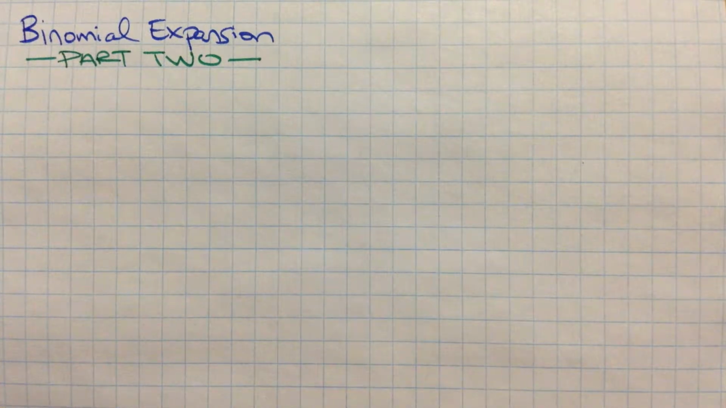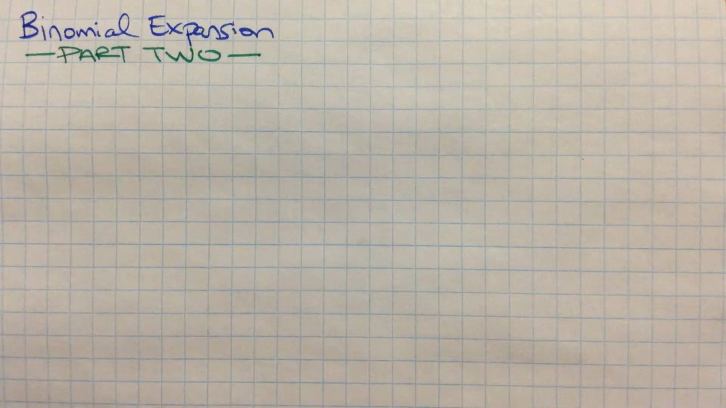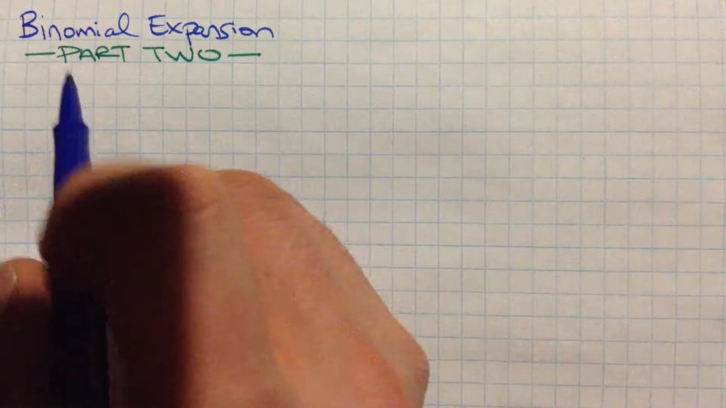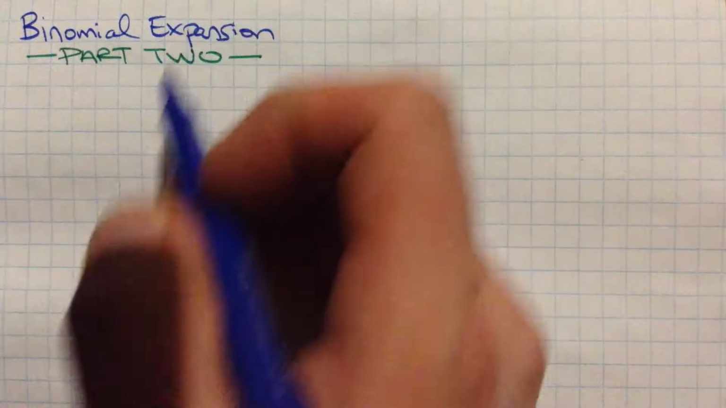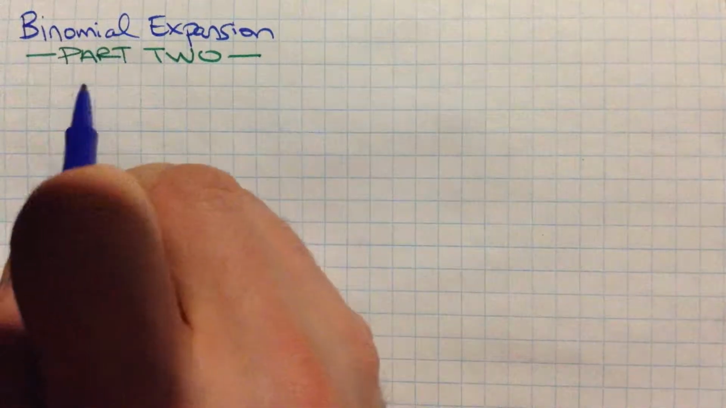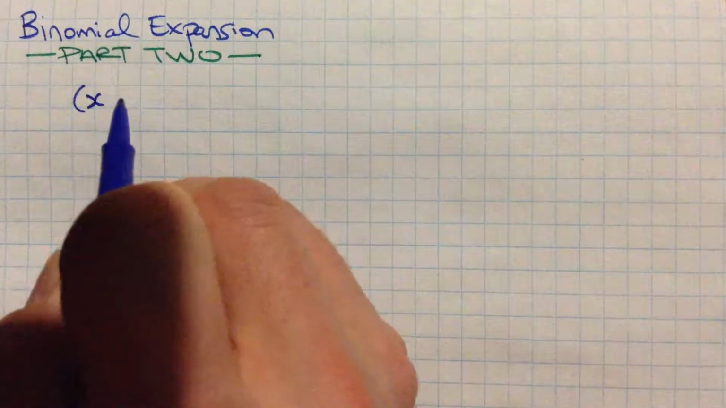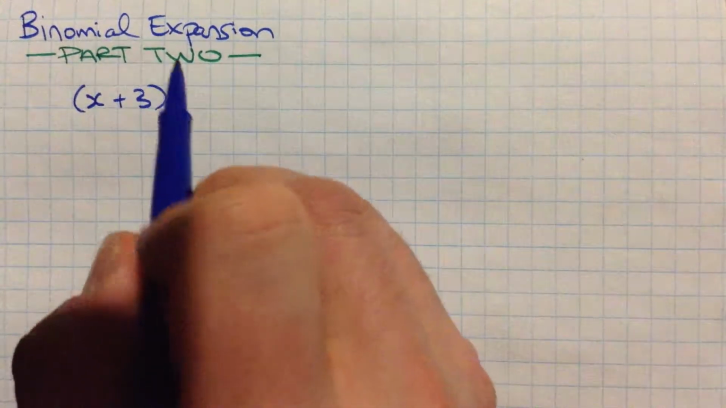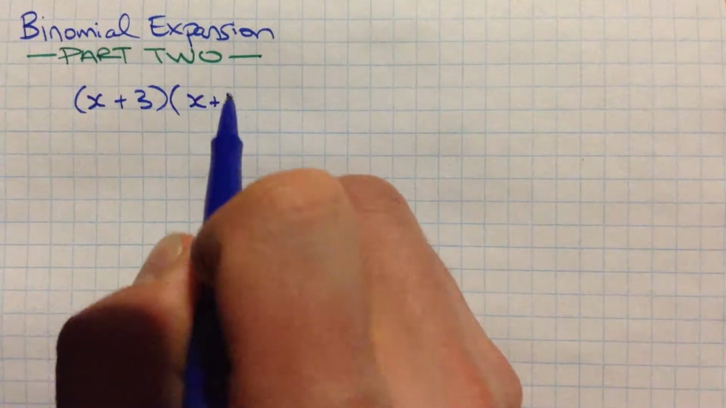I'm a high school math teacher, and this is part 2 of looking at the binomial expansion, multiplying two binomials together to get a single expression, to simplify that expression. So if you haven't seen part 1, I'd suggest you go back and take a look at that first. Just as a quick recap, this is a binomial, two terms, and we're multiplying it by another binomial. That's what this is all about.